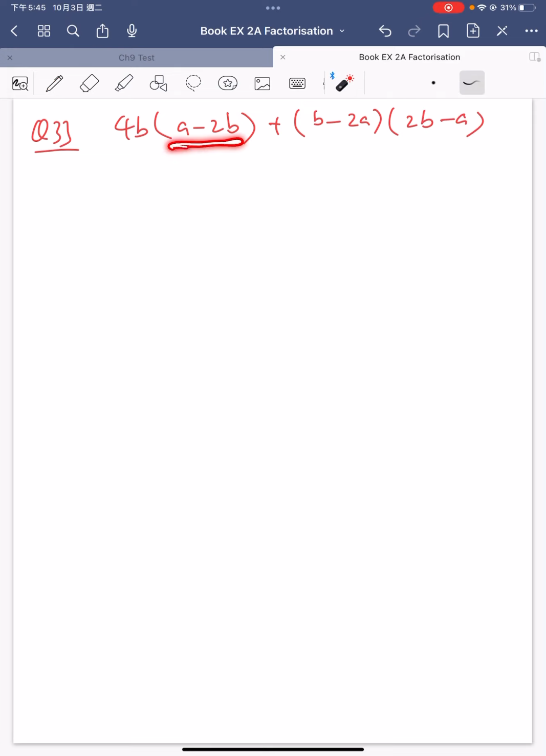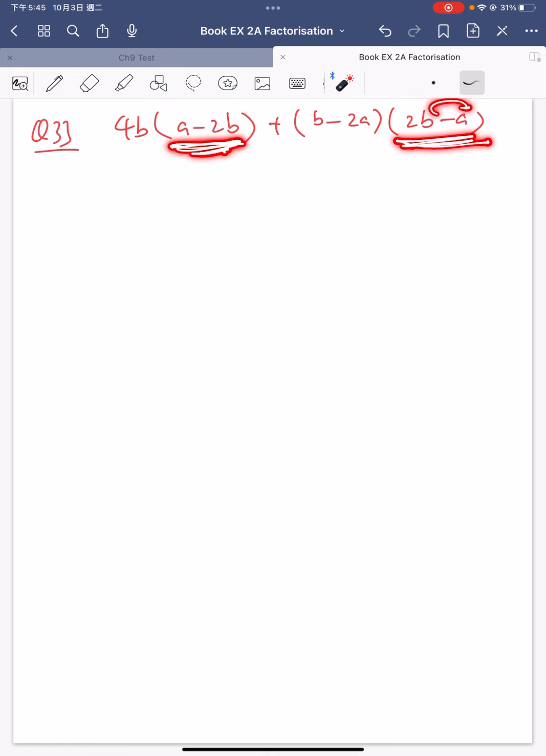Then we can do question 33. So we have 4b times (a minus 2b), then we plus (b minus 2a) times (2b minus a). So this is a little bit tricky because we've got this a minus 2b. Is there any similar term here? Well, it's 2b minus a, isn't it?